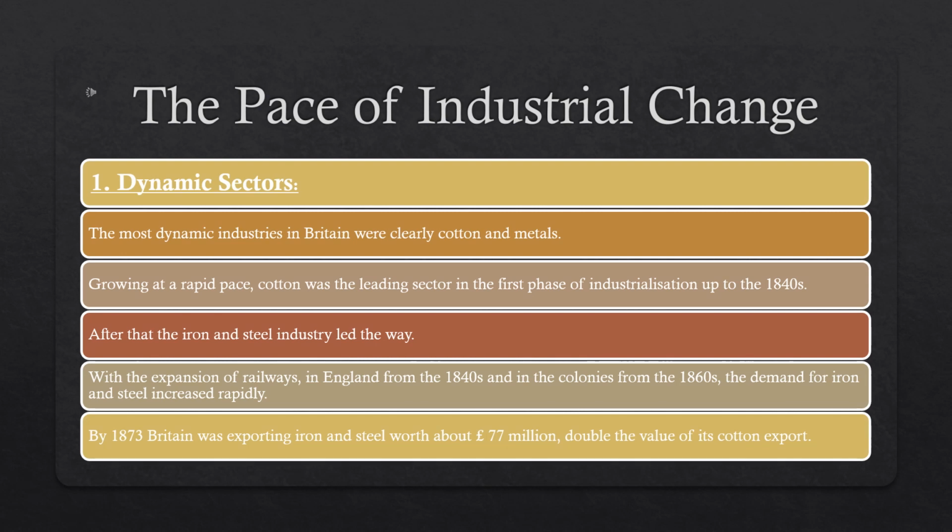Now let's talk about the pace of industrial change, how the industrial change happened. So the first point here is the dynamic sectors. The most dynamic industries in Britain were clearly cotton and metals. Already we have discussed that the symbol of the new era was cotton, and other than cotton, the industries were metal industries. Growing at a rapid pace, cotton was the leading sector in the phase of industrialization up to the 1840s. So we have seen the proto-industrialization, we have seen the earliest factories established in the 1730s, so till the 1840s the leading sector undoubtedly was cotton.